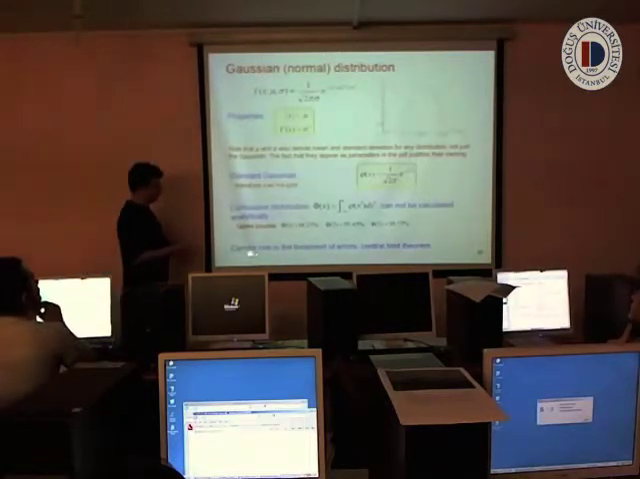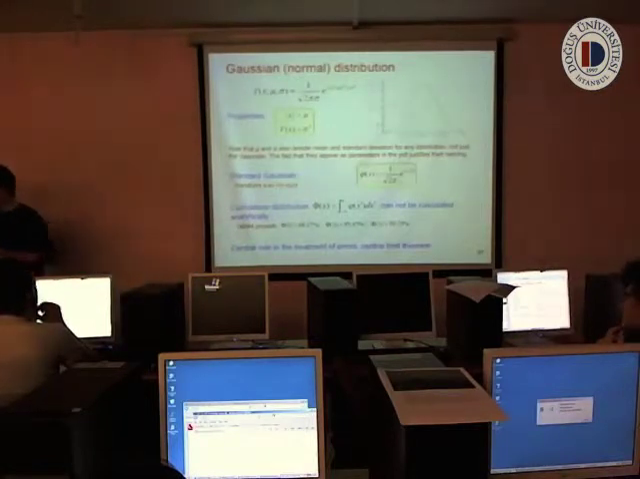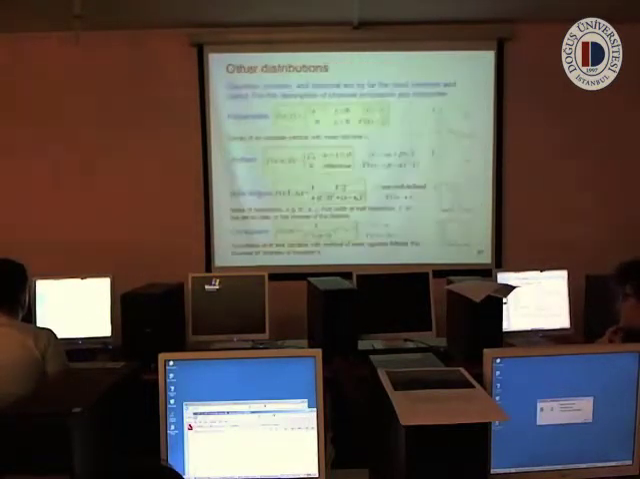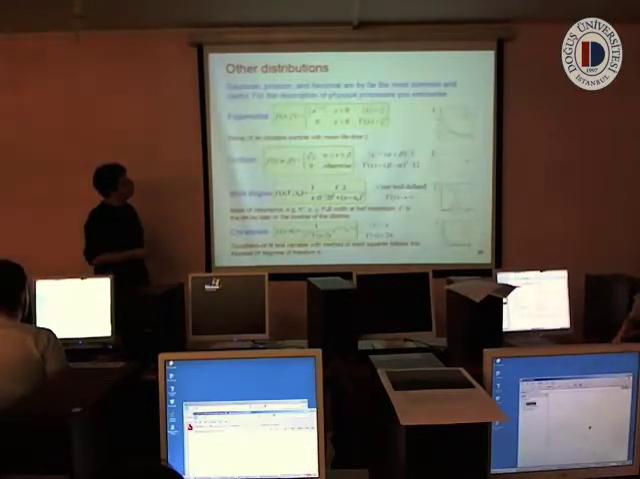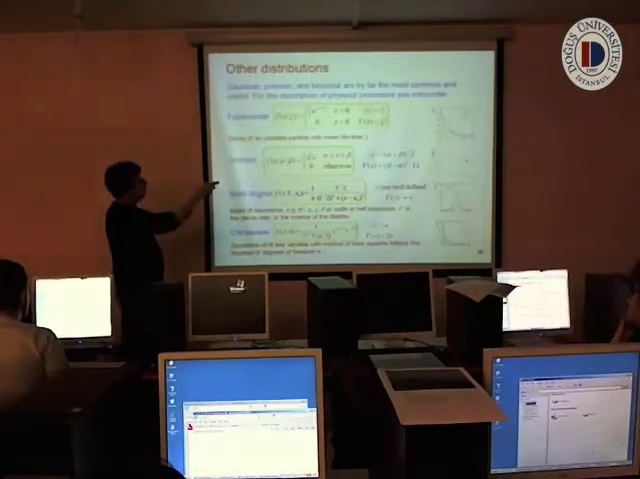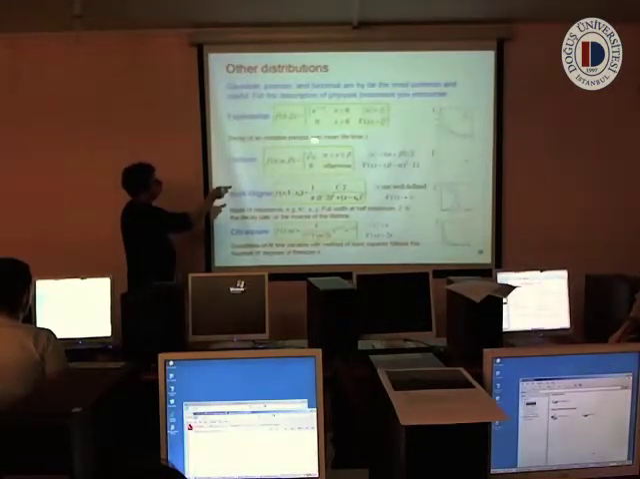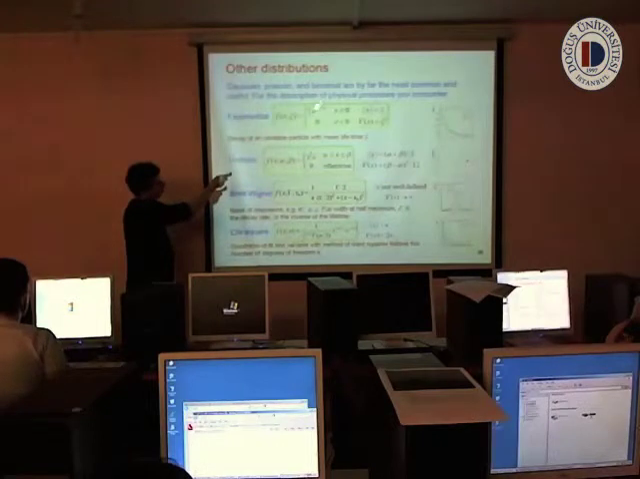As I said, the Gaussian plays a central role in the treatment of errors, and we will come back to it with the central limit theorem, which I think comes soon. Other distributions: the exponential, I've shown you already, the exponential decay of particles with a lifetime of tau, they follow this behavior. You can see here, it's just an exponential decay.